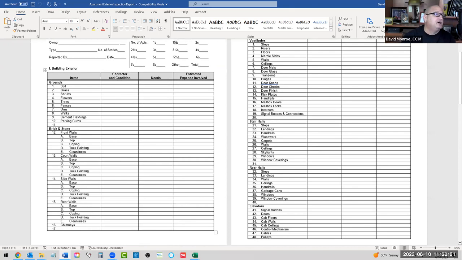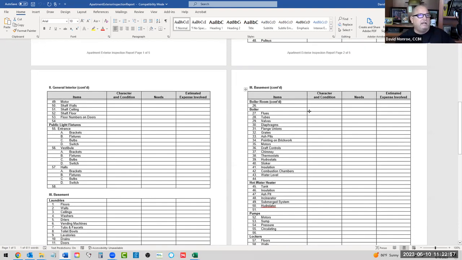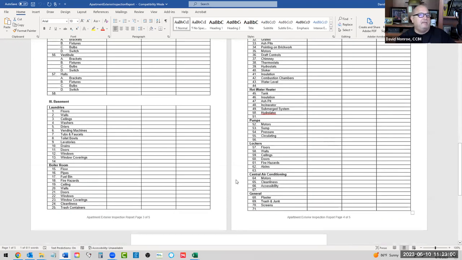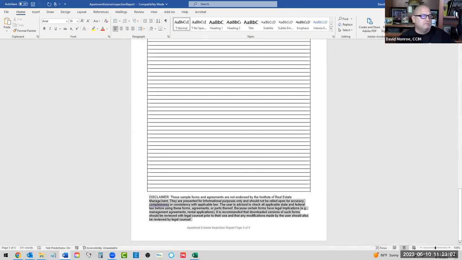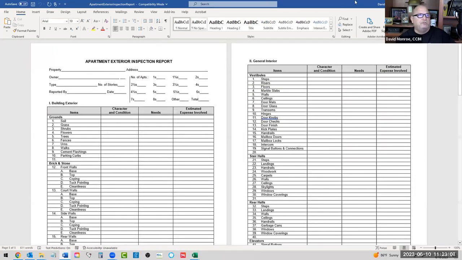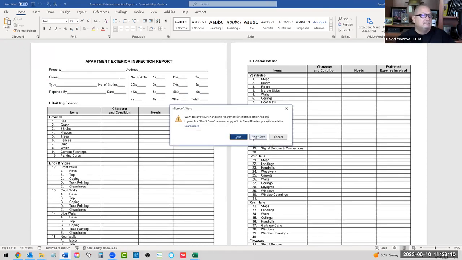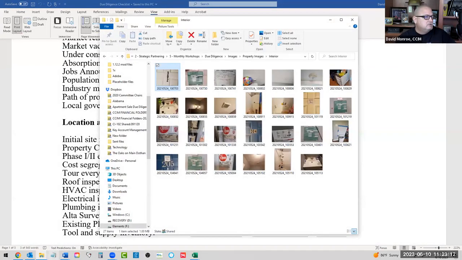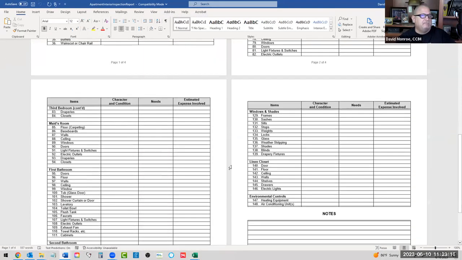It covers the character and condition of what you find, any needs, and then any estimated expense that may be involved. So a little more detailed. And they have, of course, their little disclosure at the bottom, so I'm not hiding that this is an IREM report, Institute of Real Estate Management. So you have both the interior and exterior of that. There is their interior report, which does the same thing.